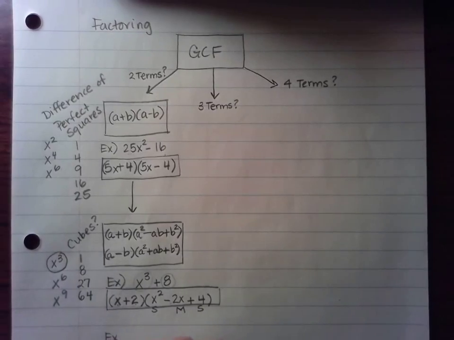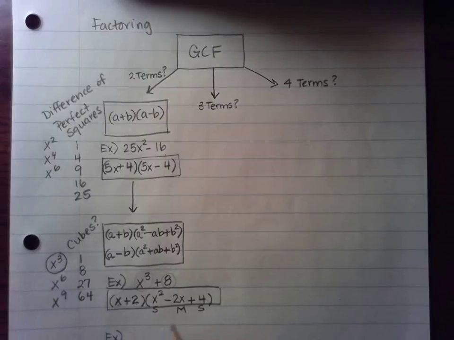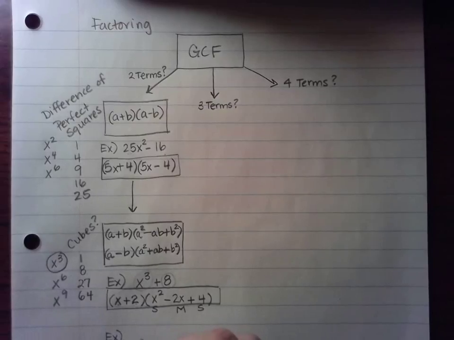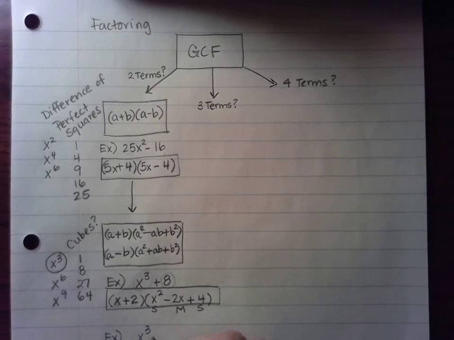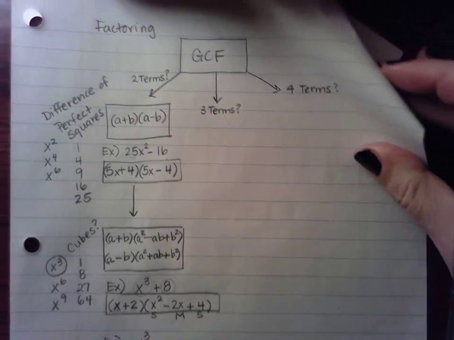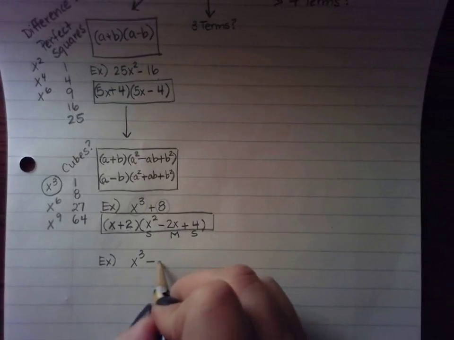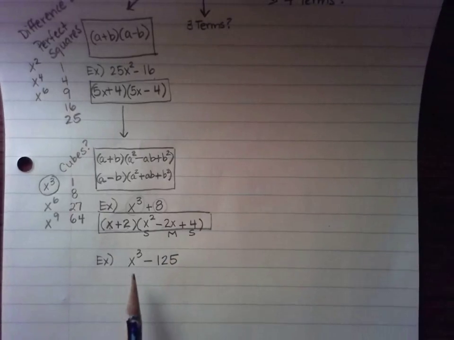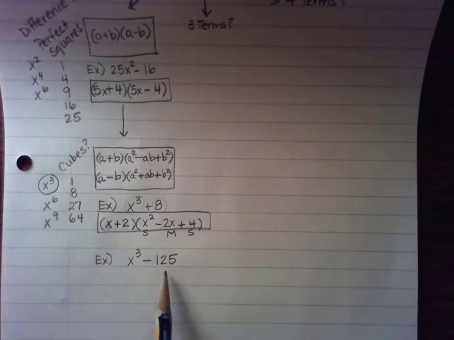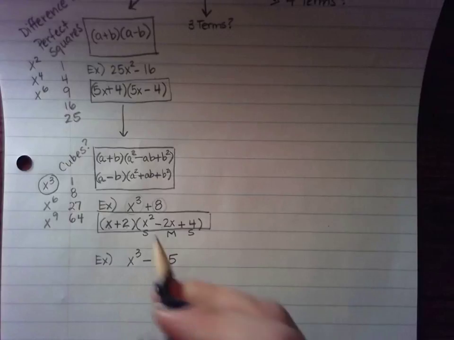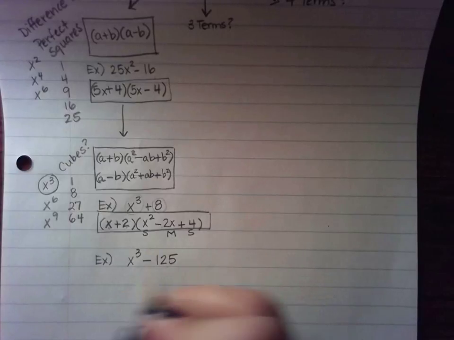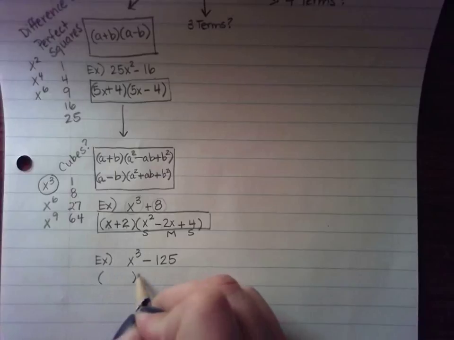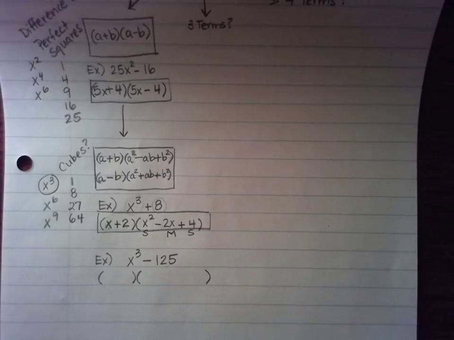Let's try another example. So let's say we have x cubed minus, and let's do another perfect cube, like 125. Okay, so we check for a GCF. I don't have a GCF, but these are perfect cubes. We can take the cube root of 125. So we're going to do little parentheses and big parentheses.